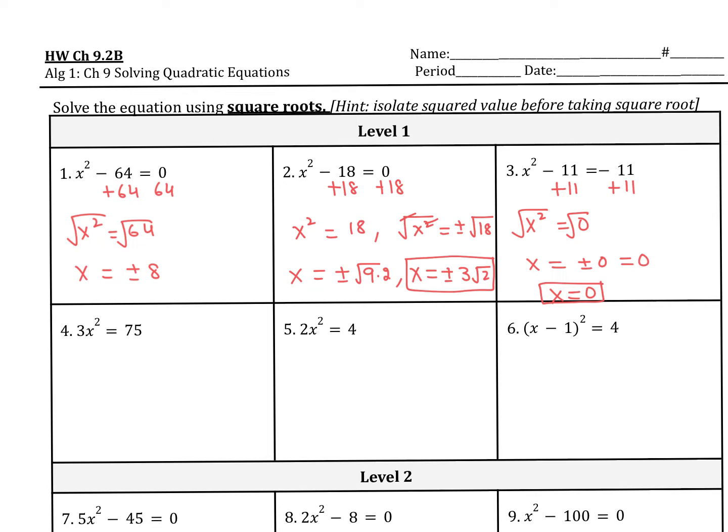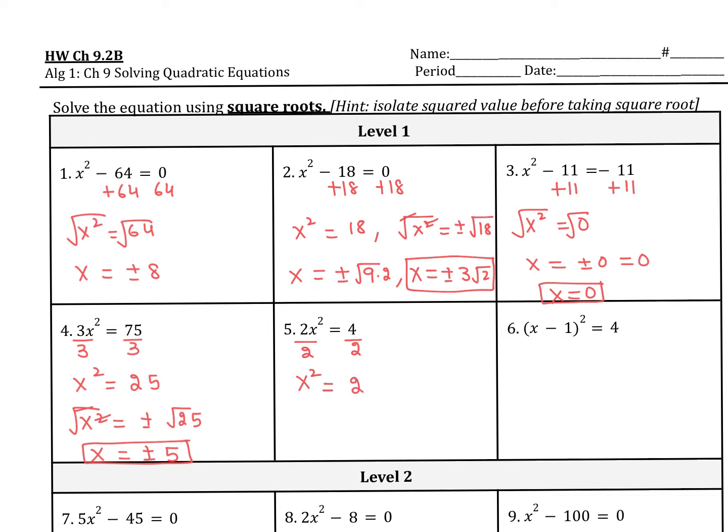Number 4, divide with 3. x squared equals 25. And x would be plus or minus square root 25. x equals plus or minus 5 is your answer. Number 5, divide with 2. I'll always isolate the x squared.